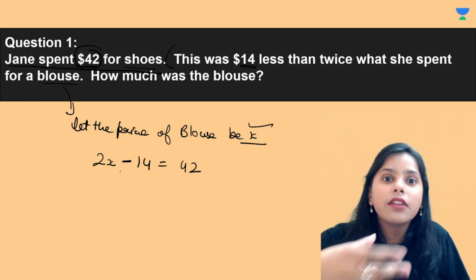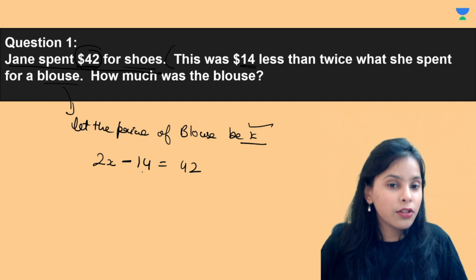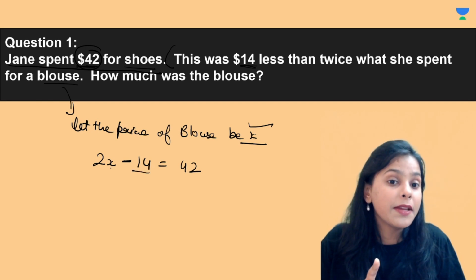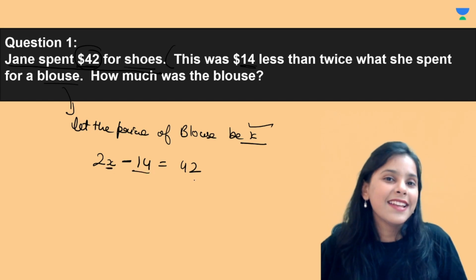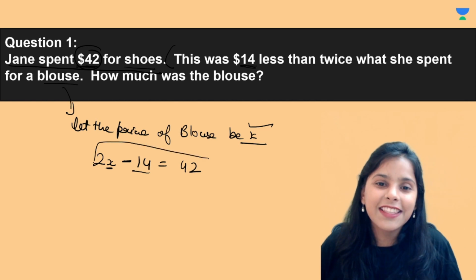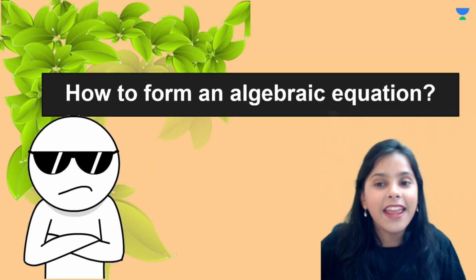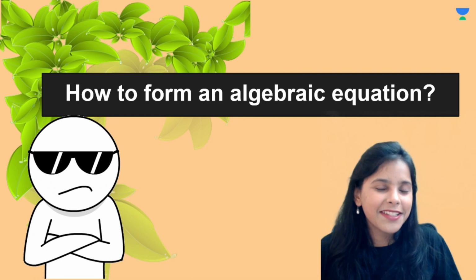So we can form an equation here: 2x minus 14, twice of what she spent for the blouse minus 14, is equal to 42. So this is how you form algebraic equations. I hope it is clear to you all.